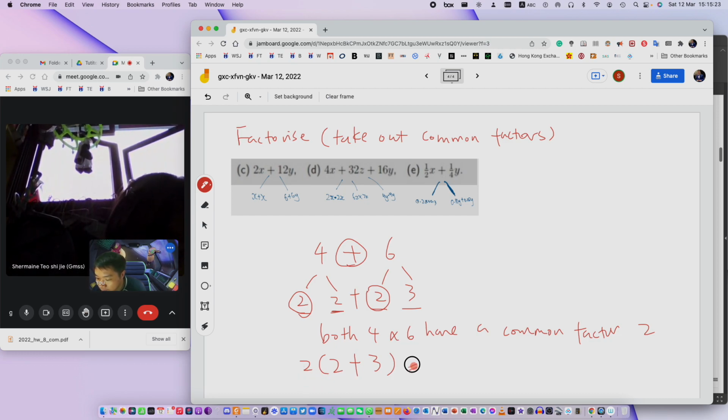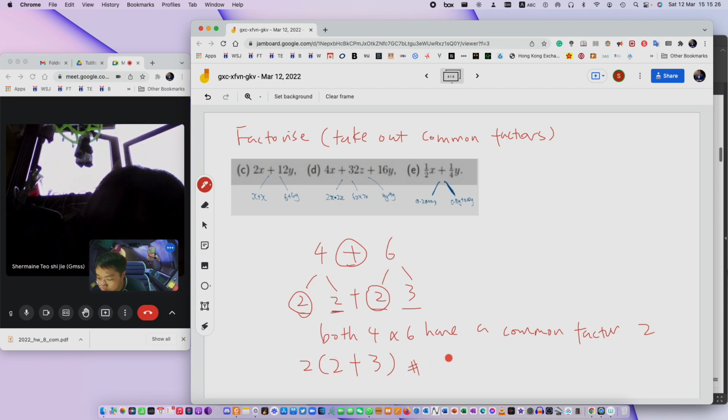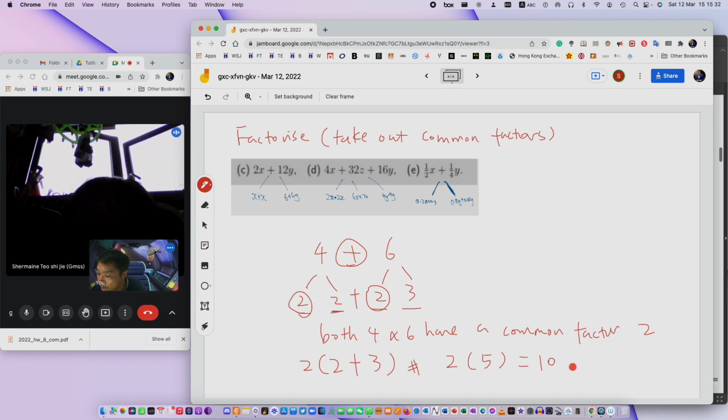Done. Of course you can continue. So 2 times 2 plus 3 is 5, right? 2 times 5 is 10, right? So basically this step is called factorize.